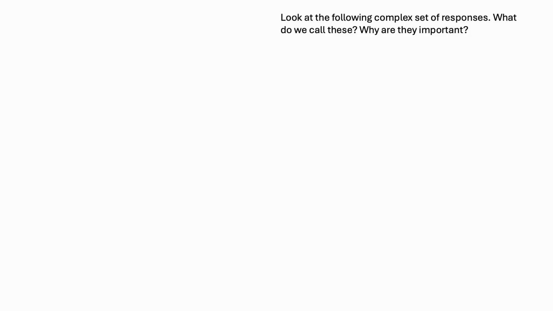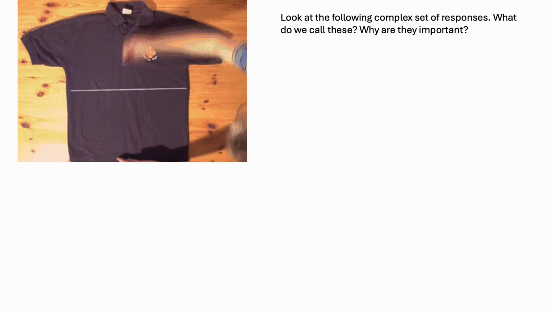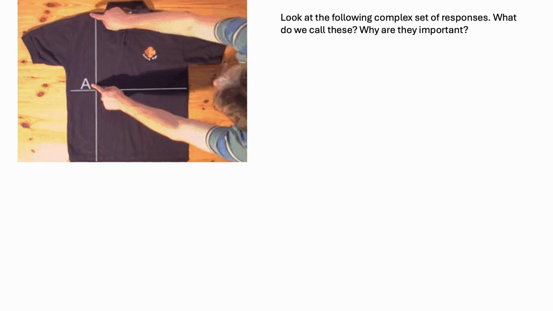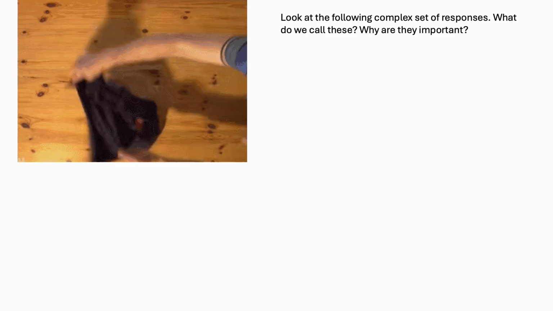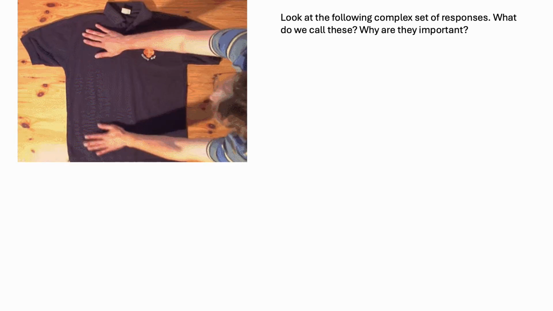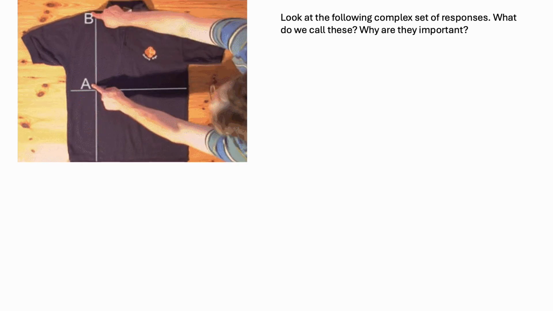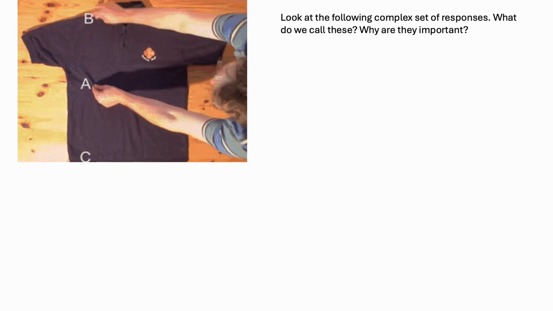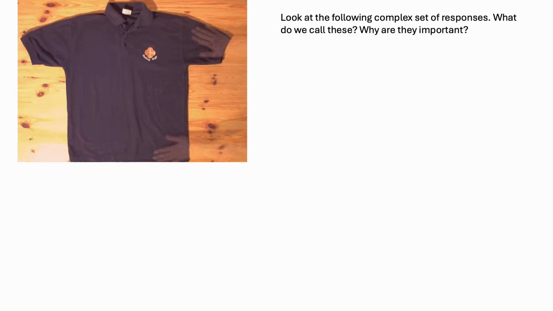So we're going to look at some different sets of complex responses. I'll just show them to you first, and then we can talk a little bit more about what they are. So in this video, there is a man with a t-shirt. He is spreading a school shirt on the table, and then he places his hands in very specific areas. He maneuvers the shirt in a specific way, and then the shirt is all of a sudden folded.